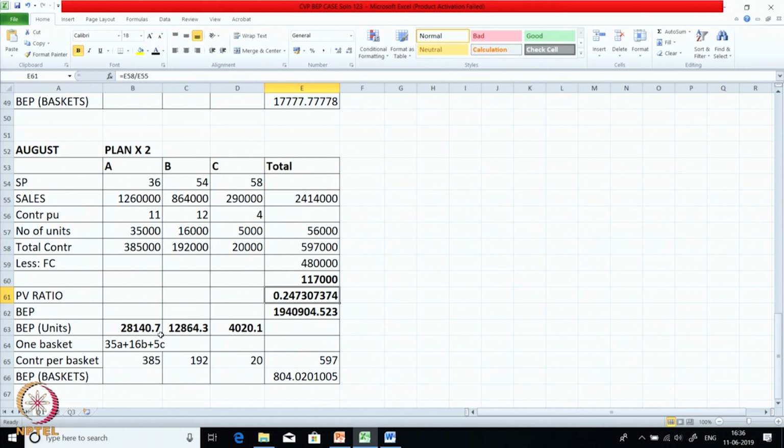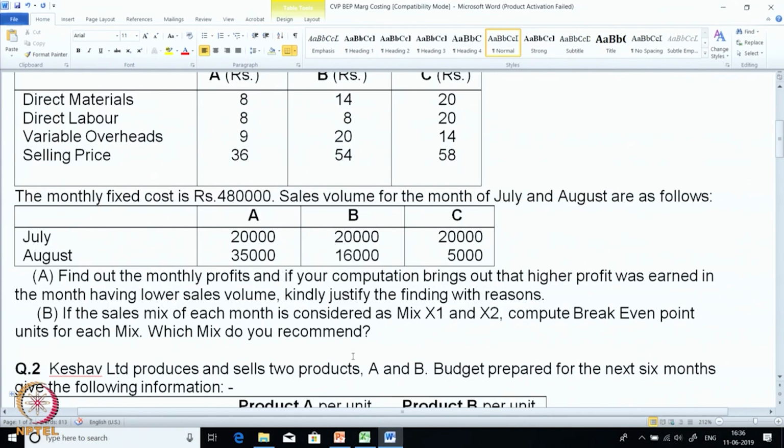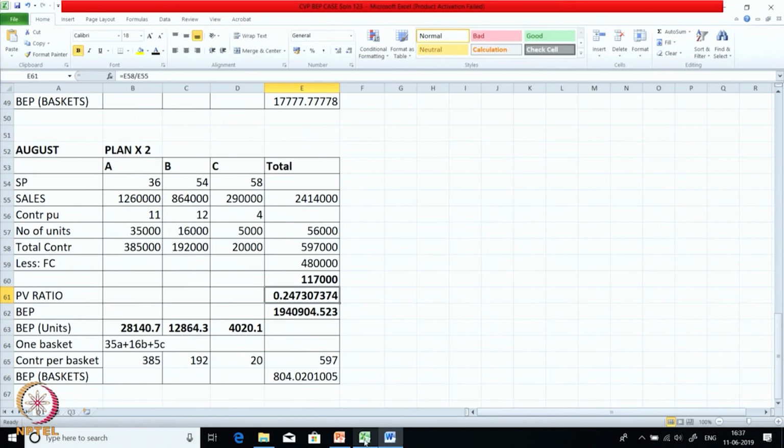Now situation to situation your answer, especially between A and B, can change, but as of now what was asked was, if you treat those two as 2 mixes, which mix do you prefer? So, I think answer is very clear, you would prefer X2 because of 2 reasons. It has lower BEP and it has more PV ratio. Getting it? Okay. Now let us go to the next one.